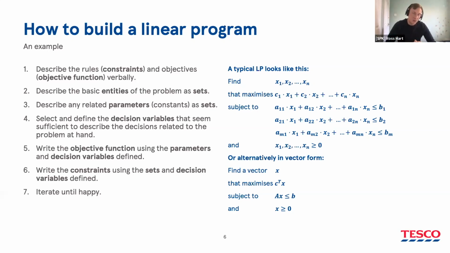The next thing we should do is describe the basic entities of the problem as sets. I'm going to go through an example in the next couple of slides that will hopefully add a bit of detail to what these things are and give people an example of what we're talking about. But entities are usually just parts of the problem, really. They could be different products that your factory manufactures. They could be different days of the week. They can be things like this, effectively.